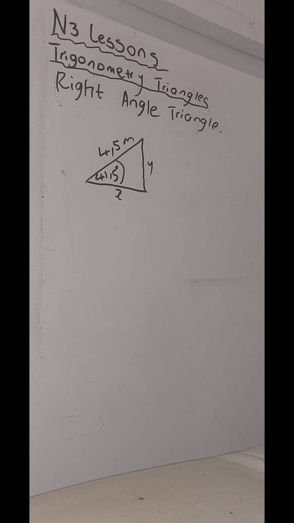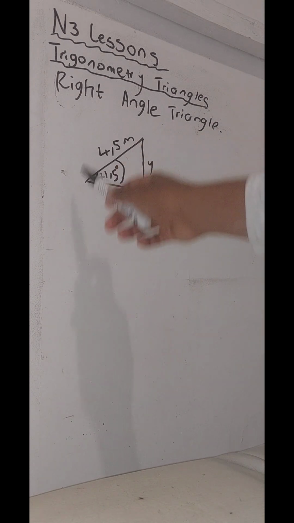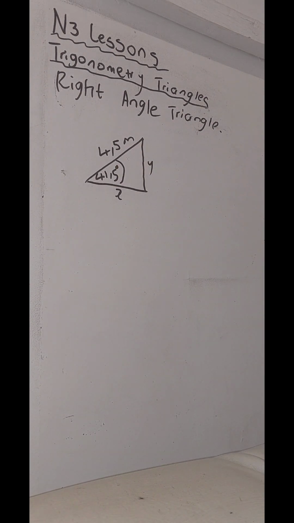Hello, N3 students. Welcome to N3 lesson science table, and today we're going to be doing trigonometry, triangles. The first triangle we're going to be dealing with is the right angle triangle. That is the first trigonometric triangle we're going to be dealing with. So I'm going to have to solve for x and for y.